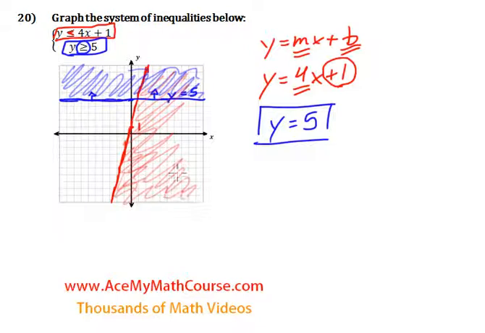And now, of course, the solution to the system of equations will be the intersection of the shaded areas. So it would be this area right here. Any point that we pick in this shaded region, if we were to plug the coordinates in for y and x, or x and y, we would obtain the truth for both inequalities. So that is why this area here is the solution to the system of inequalities. That's it.